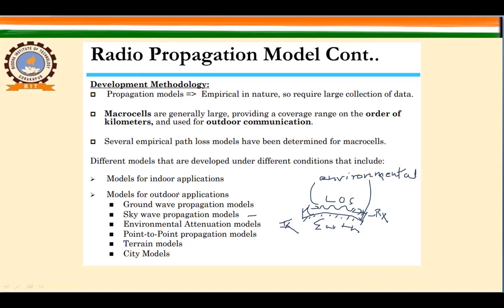So the outdoor application also has these types of multiple components of data. When indoor and environmental specific data are combined, they become a very huge collection of data. That's why we are choosing to model this radio propagation model in an empirical way.